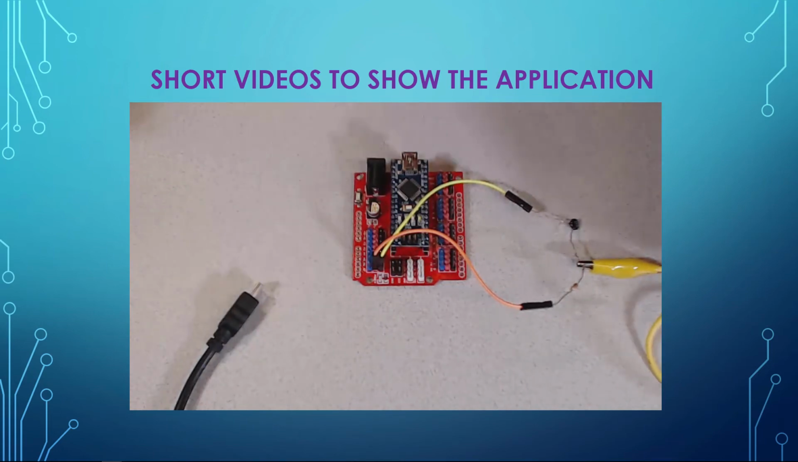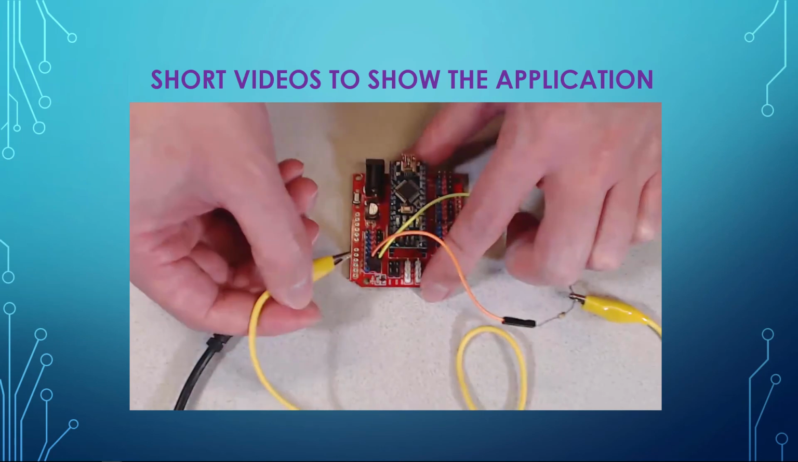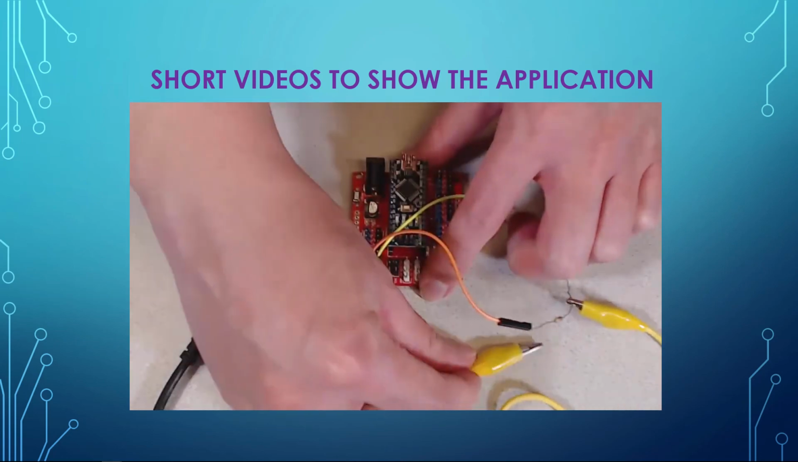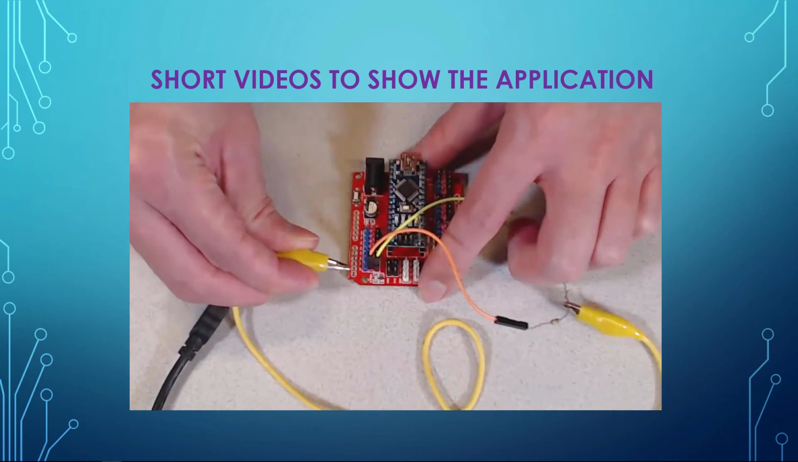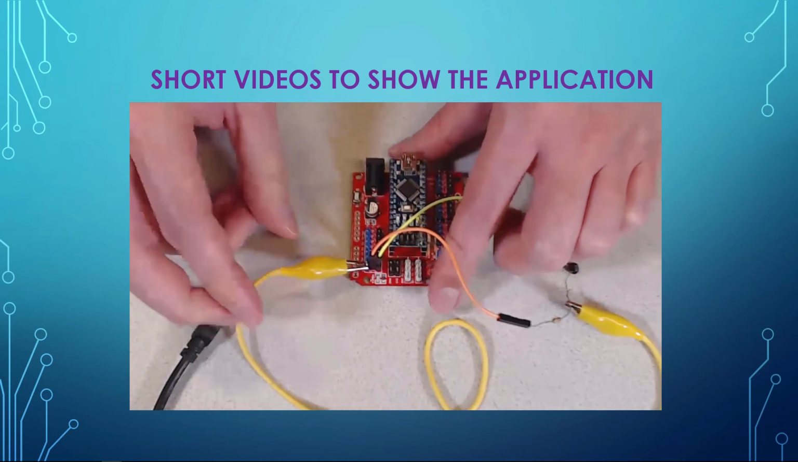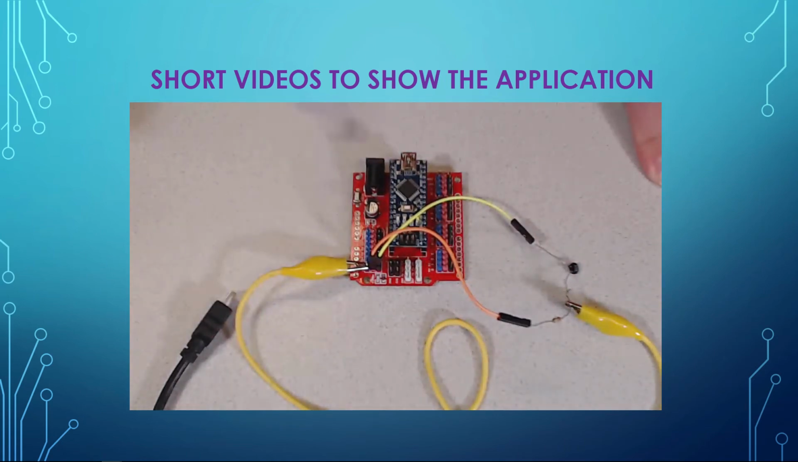So now I'll just connect this part to this pin here, to the A7, and then we'll set the Arduino to detect the voltage changes of this pin. And now let's take a look at the sketch and see how it's done.